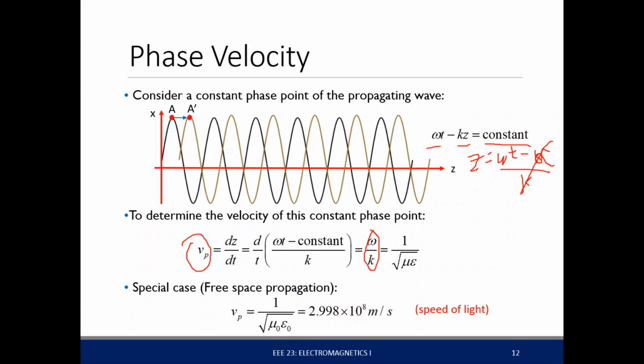It just so happens that it's equal to 1 over square root of mu epsilon. Remember that k is the propagation constant, which is equal to omega square root of mu epsilon. So substituting that, you get the phase velocity equal to 1 over square root of mu epsilon. In the case of free space, mu becomes mu sub 0 and epsilon becomes epsilon sub 0. This phase velocity becomes 2.998 times 10 to the 8 meters per second. And this is actually the speed of light.